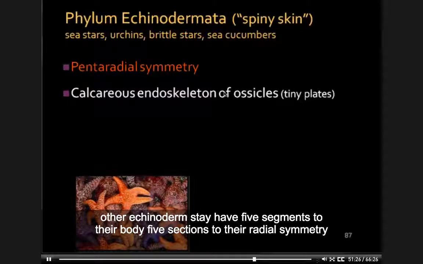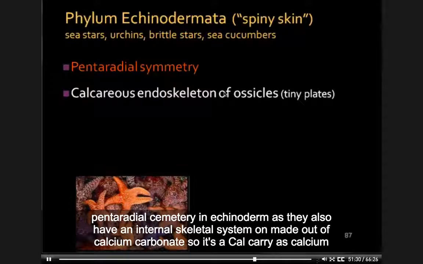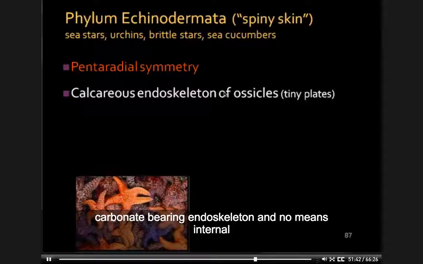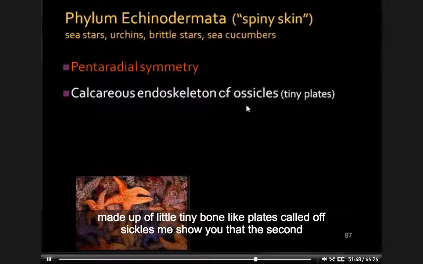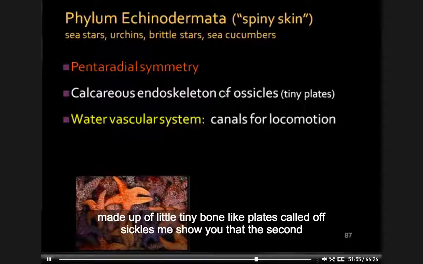They have five segments to their body, five sections to their radial symmetry. Pentaradial symmetry in echinoderms. They also have an internal skeletal system made out of calcium carbonate. So it's a calcareous, calcium carbonate bearing endoskeleton. Endo means internal. So calcareous endoskeleton made up of little tiny bone-like plates called ossicles. I'm going to show you that in a second.